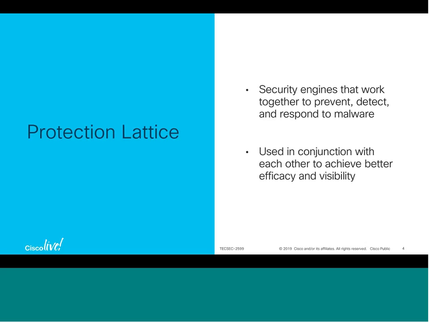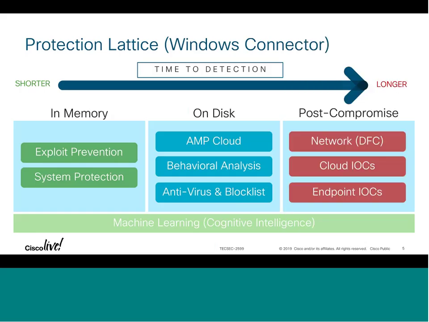The protection lattice itself is a combination of security components that work as a part of the security architecture of the M4 endpoints agent. There are components that work on the agent itself, and there are also components that work by collecting intelligence from the AMP cloud. The important part is that those components work together to provide enhanced levels of protection.